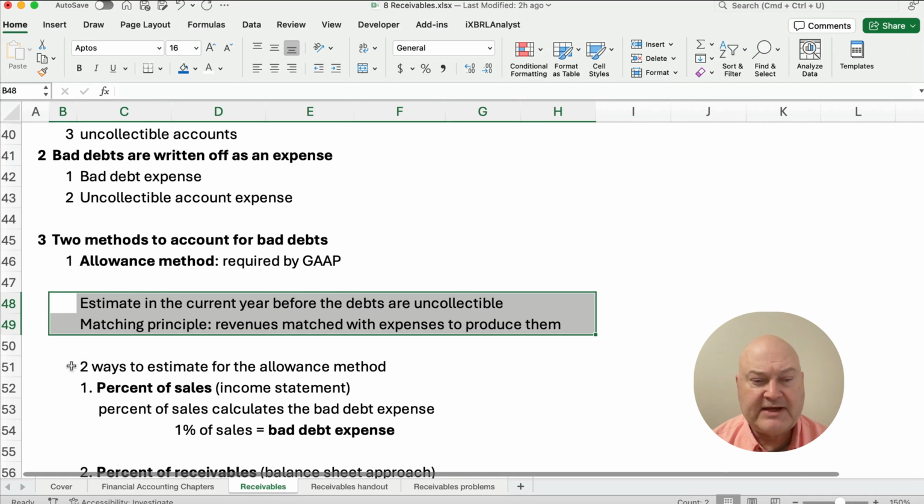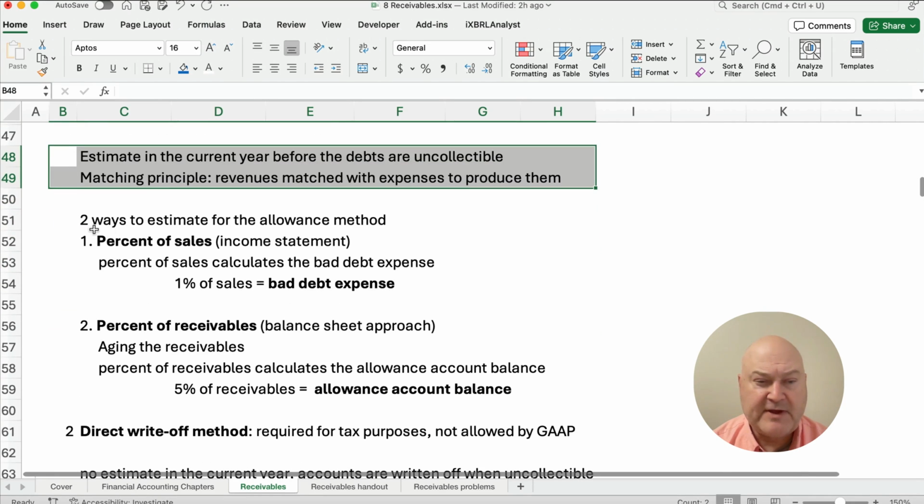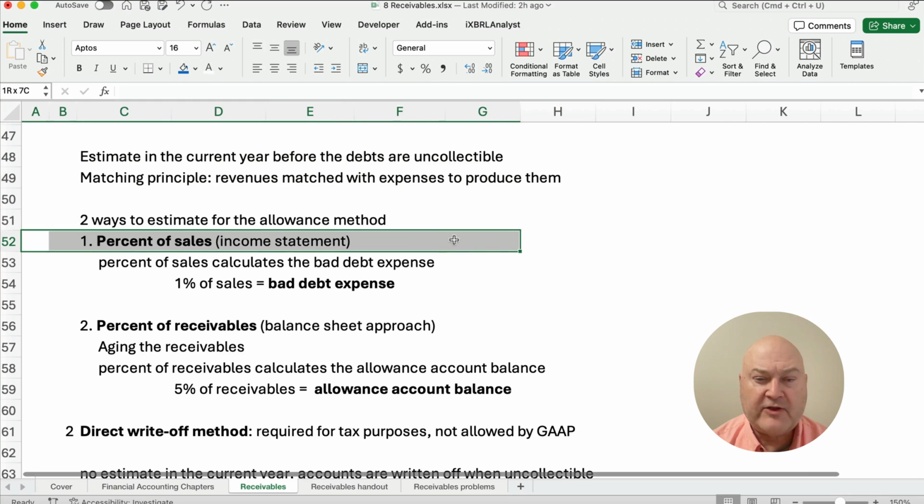Now, there's two ways we can estimate the allowance method. The first way is called the percent of sales. We just take the sales and we think, well, maybe 1% or 0.5%. We come up with some percent based on our history, based on the economy, based on thinking about what kind of credit terms we're offering. So one way we estimate the bad debt expense is by percent of sales.